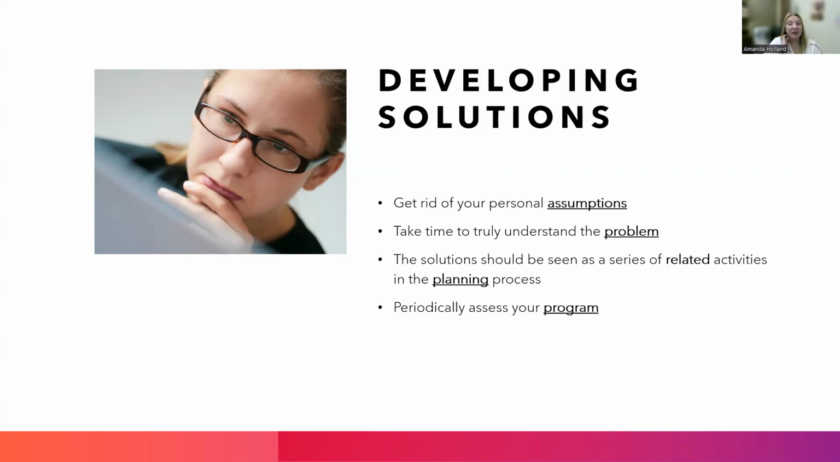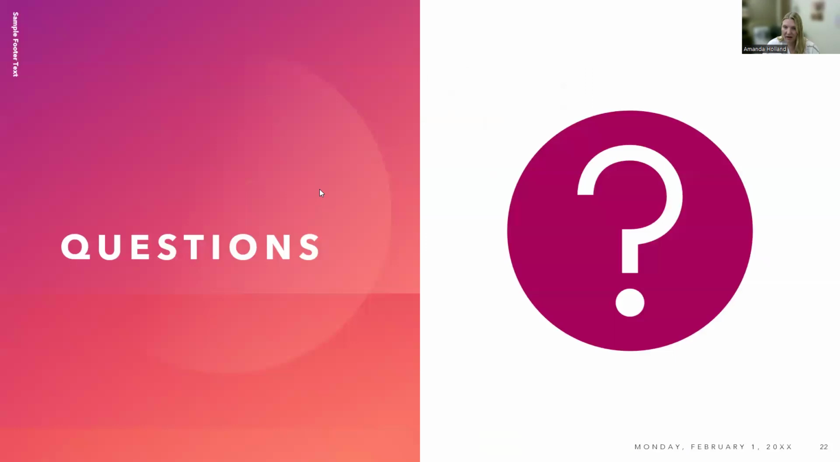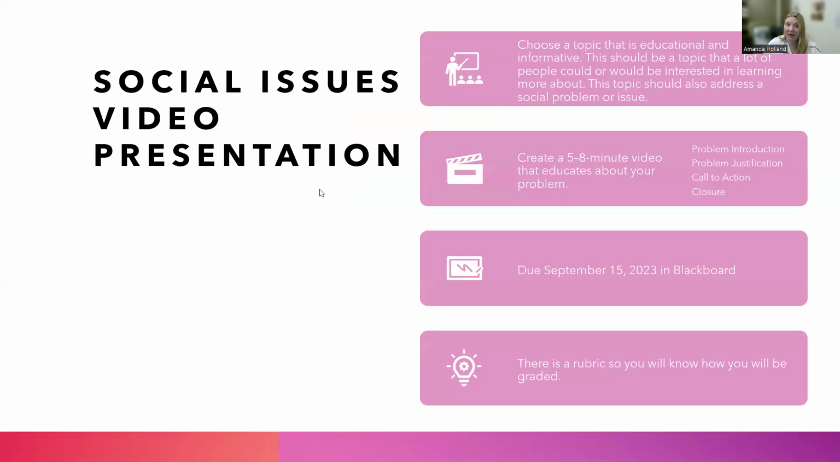So we also want to periodically assess our program to make sure that we are thinking through what really needs to be happening. And then we're going to utilize our critical science ideas, which we will talk about more in the future. All right. If you have any questions, please let me know. And we are now going to talk about your social issues video presentation.